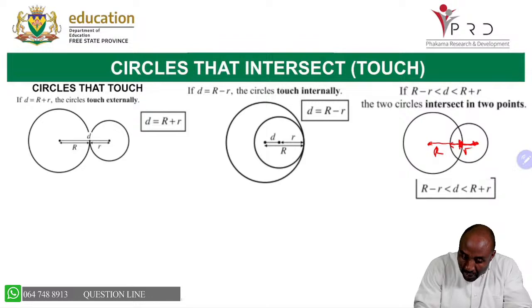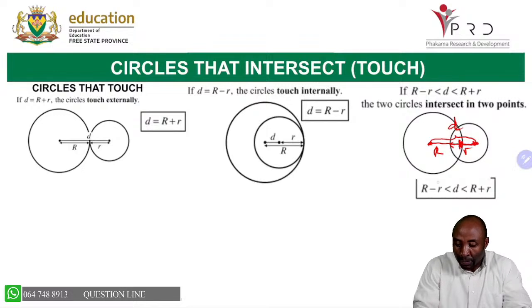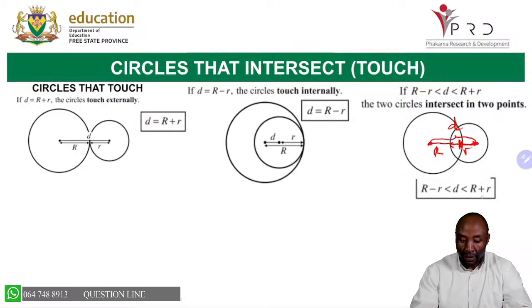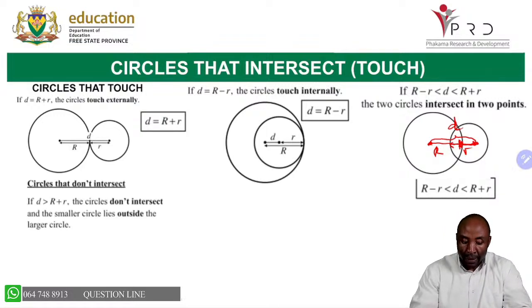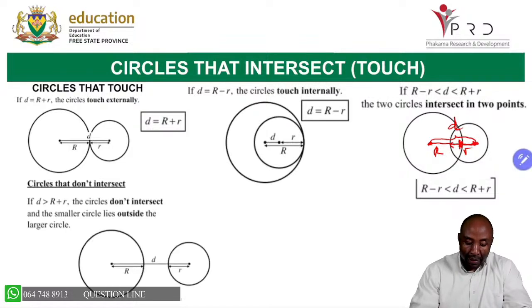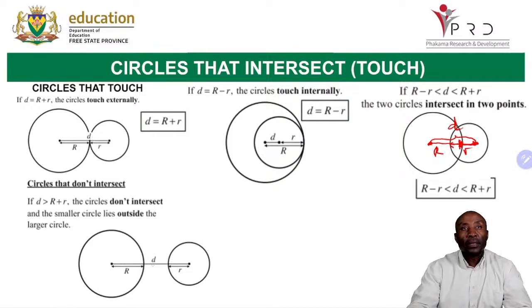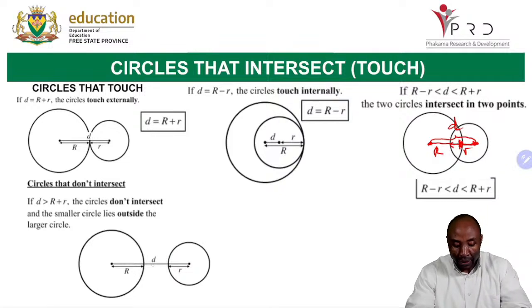So when we calculate this distance here between the two centers, it's what we call a D. The distance must be between the difference and the sum of the radii. If it is between, then we know that the circles intersect at 2 different points. If the circles do not intersect, then the distance is bigger than the sum of the radii. There would be no intersection there, because the distance is bigger than the sum of the 2 radii.